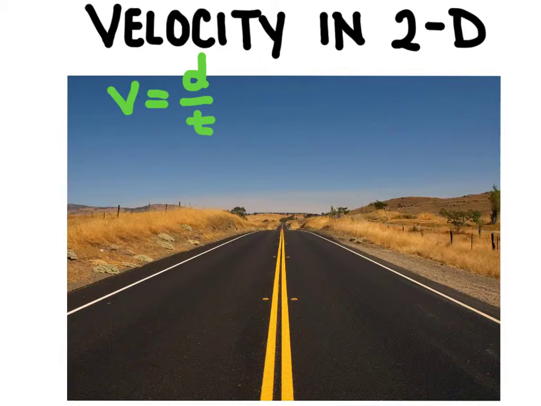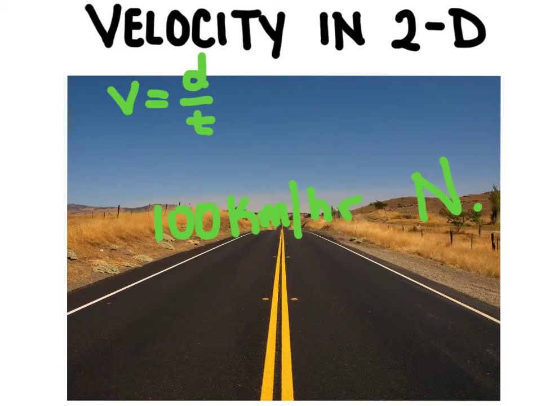And vectors have both a magnitude and a direction. So if you were driving down a highway, it wouldn't be enough to just say that your velocity was 100 kilometers per hour. You would actually have to say your velocity was 100 kilometers per hour north. We're going to put a direction there as well.